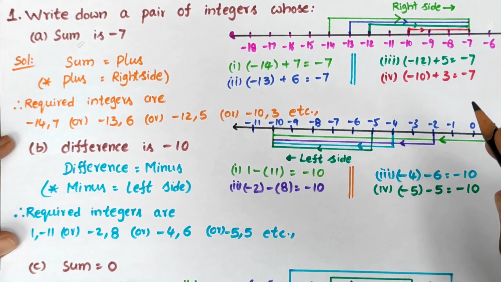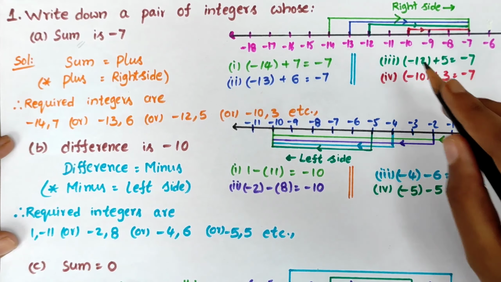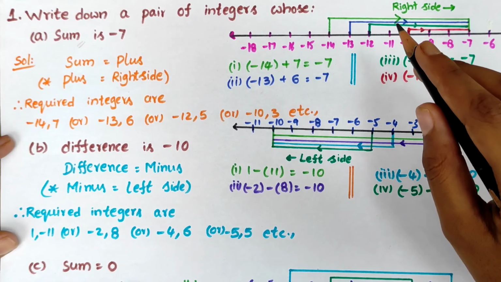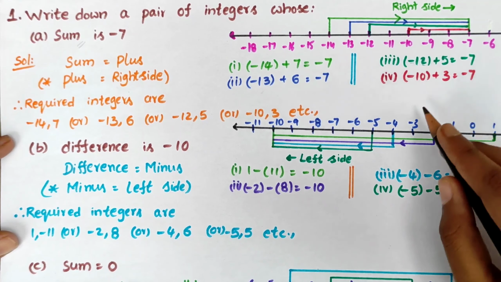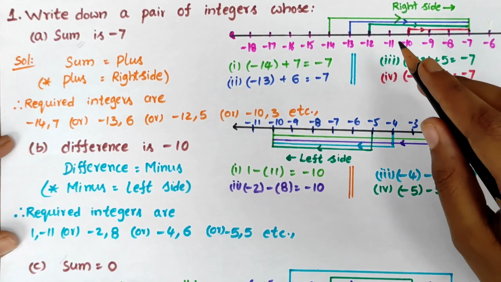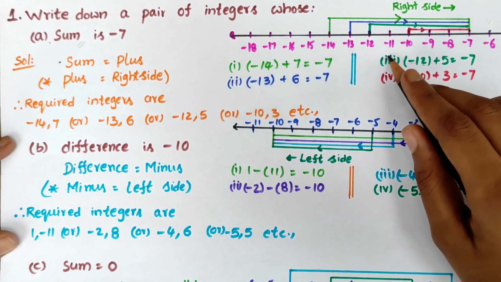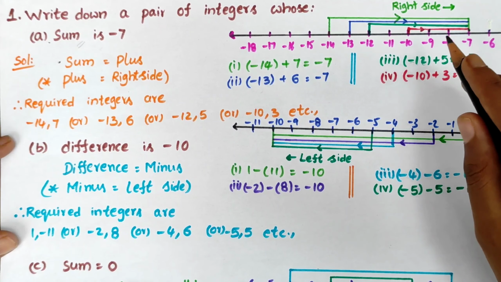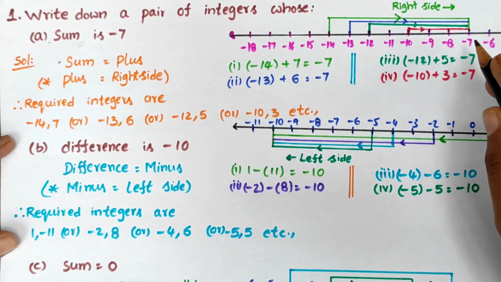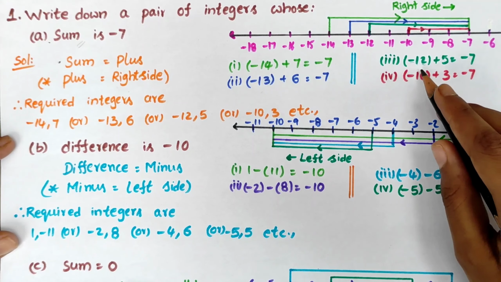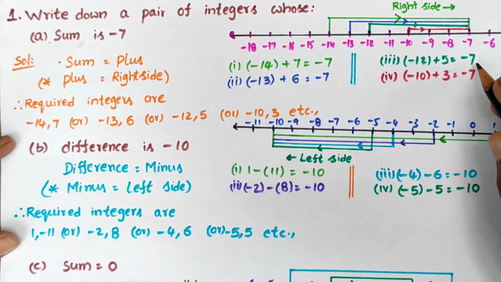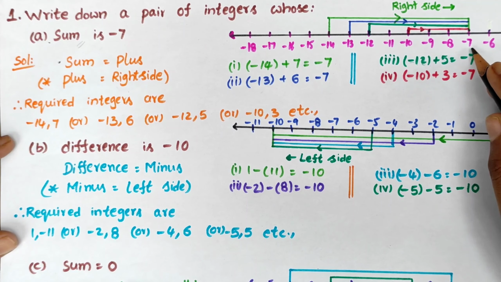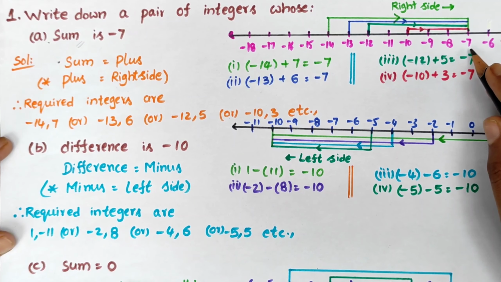Now let us take another example. Suppose we are at -12 and we have to reach -7. So -7 is our target. So -11, that is 1, 2, 3, 4 and 5. So -12 plus 5 is equal to -7. We have reached our target.